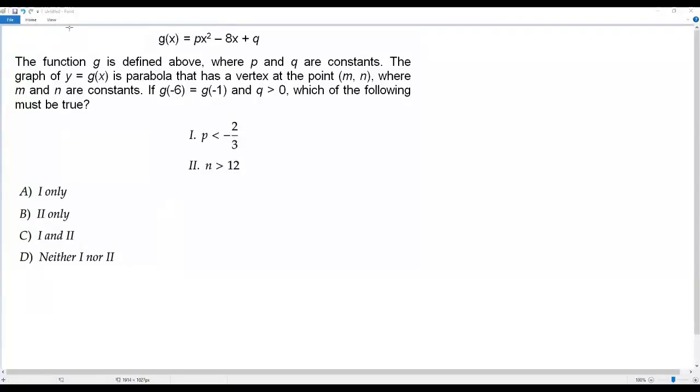Here we have a SAT math question. Okay, let's go with the information. There is a quadratic function given over here. The function g is defined above where p and q are constants. The graph of y equals g of x is a parabola that has a vertex at the point m comma n, where m and n are constants.